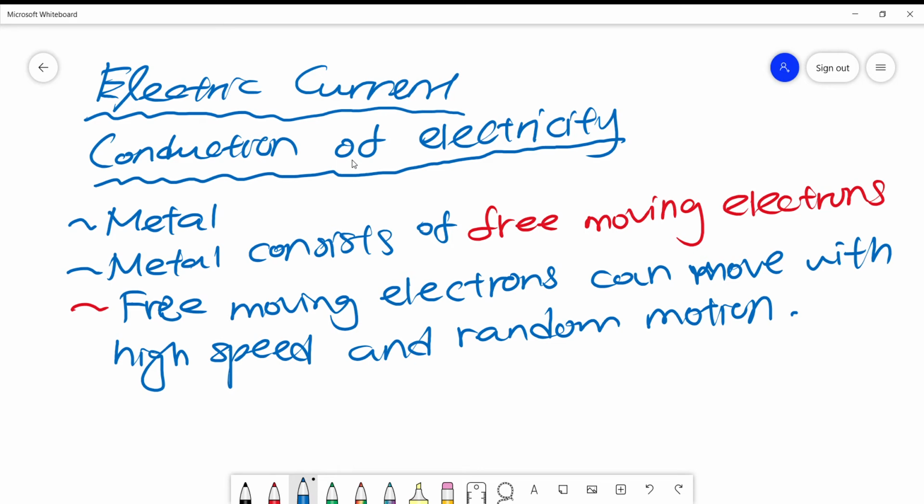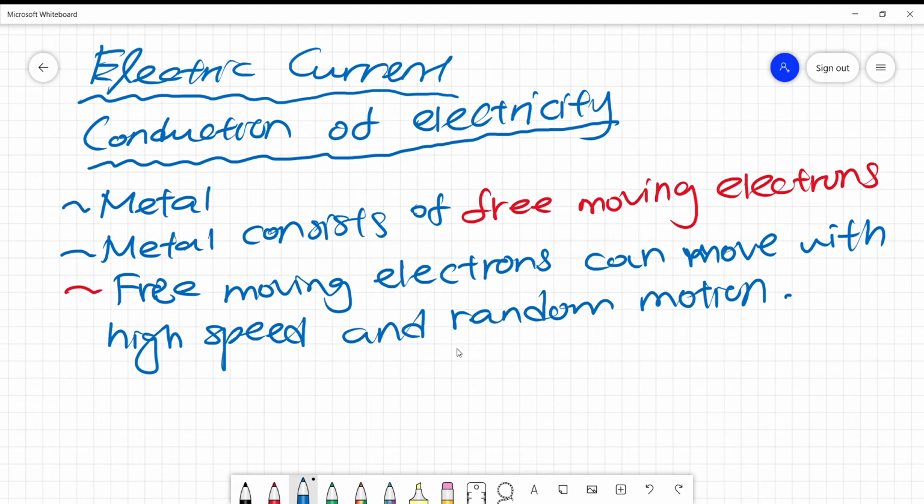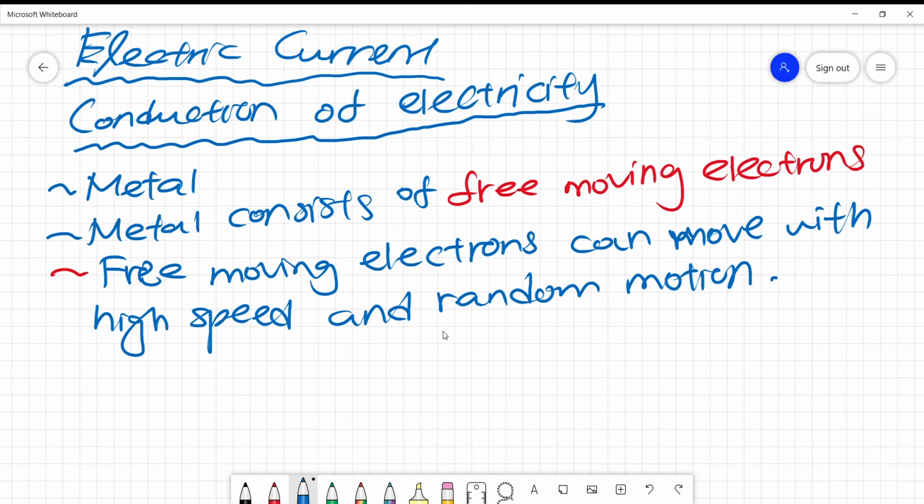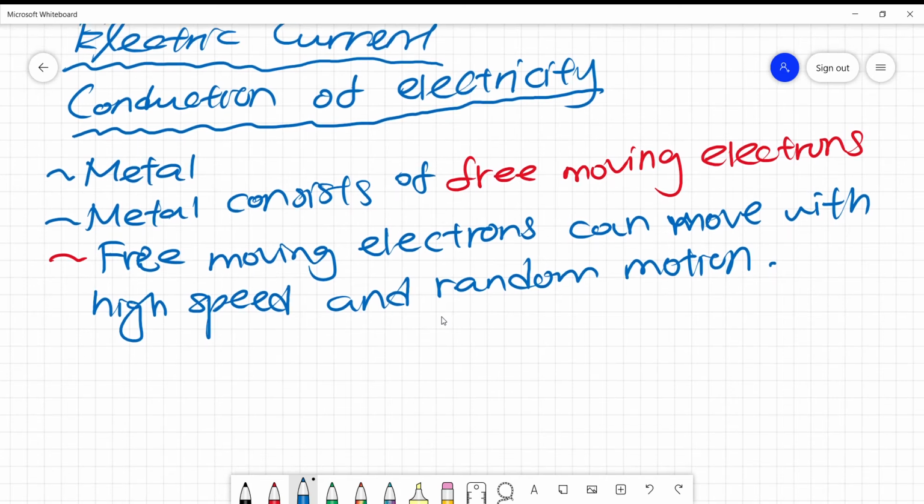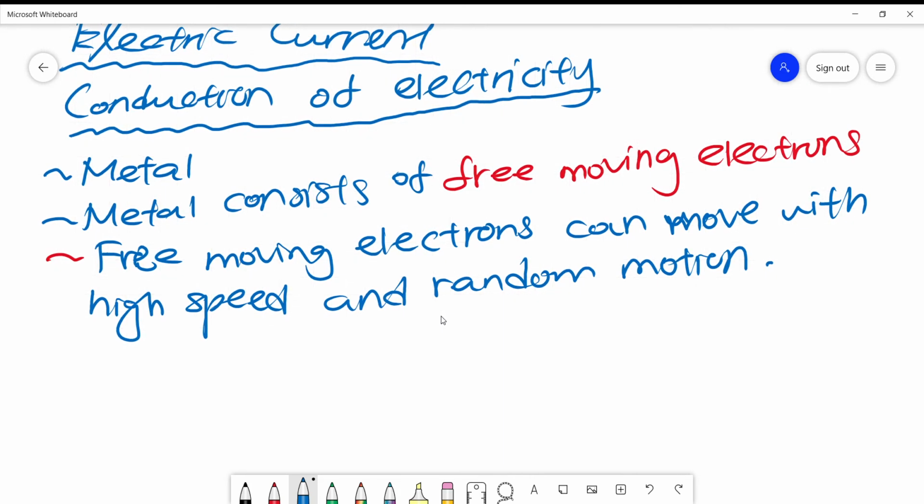So before connecting to the power supply, the free moving electrons can move with high speeds and random motion. The free moving electrons are detached from each respective atom, and hence that is the reason why the free moving electrons can carry the electrical charges from one point to another point.